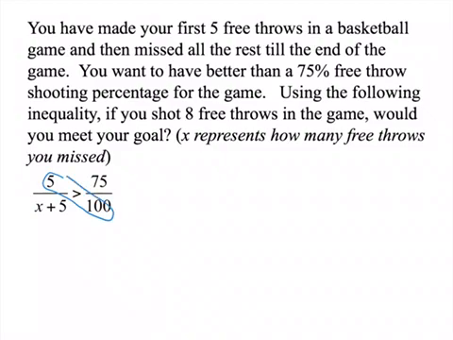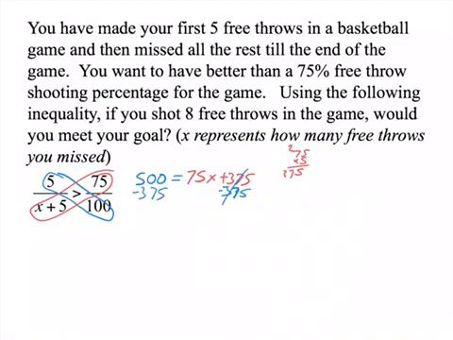So let's multiply those, and I get 500. I'm going to use an equal sign instead of the inequality. Multiply that, I get 75x plus, what's 5 times 75? Let's see. 5 times 75 looks like 375. All right. So I cross multiply and solve. Again, I made an equal sign instead of an inequality. I'll come back to that. Now I solve it. So minus 375. Man, I can't write. Minus 375.